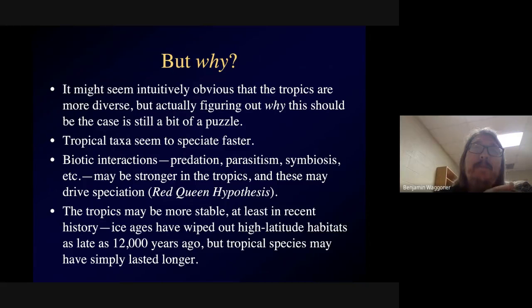The rate of speciation may be higher in tropical taxa, although I'm not quite sure why that should be the case. I'll talk about the Red Queen hypothesis in just a minute, but it's possible that biotic interactions are stronger in the tropics. The ways that species can interact with each other: one might be a parasite on another, one might be a symbiont on another, one might eat another, one might compete for resources with another. It's been proposed that if those interactions are stronger, and if each organism is interacting with more species for better or for worse, that might drive speciation. And then the third possibility is the tropics may just be more stable.